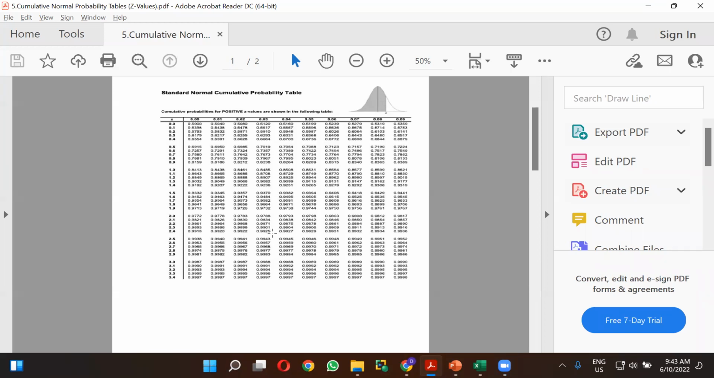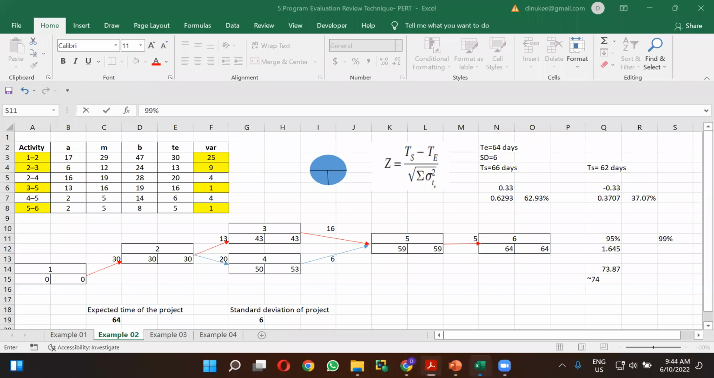2.32 to 2.33, right? You have to take 2.32 plus 2.34. Therefore, after getting the summation and dividing it by 2, it means 2.325. You have to take the 2.32 plus 2.33. That means 2.325. That is the value.